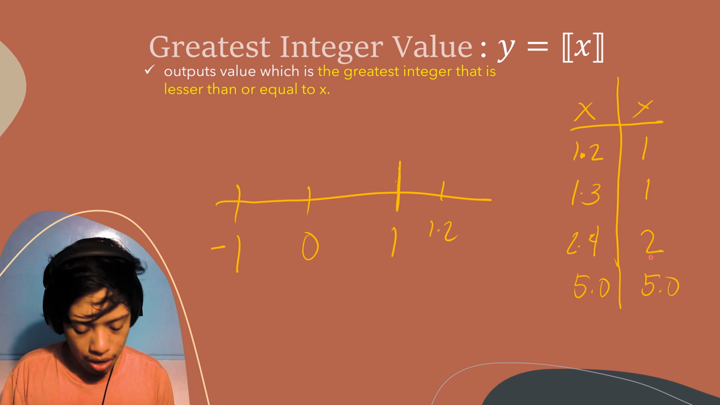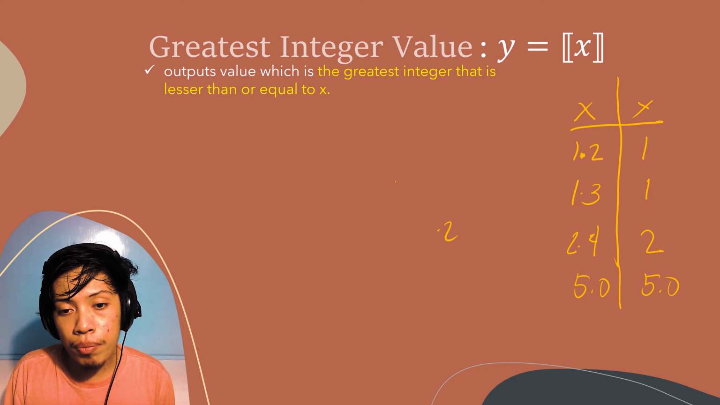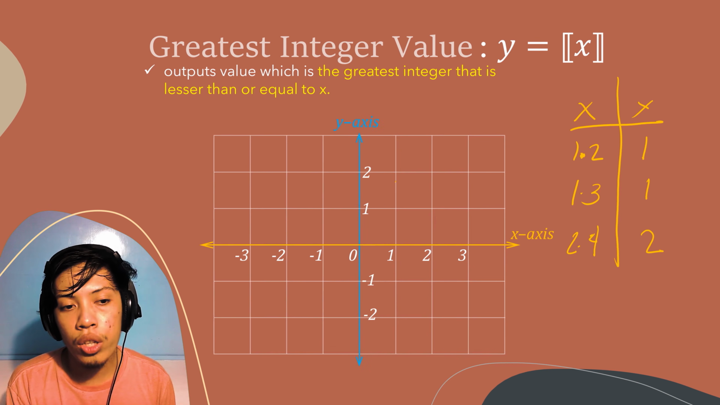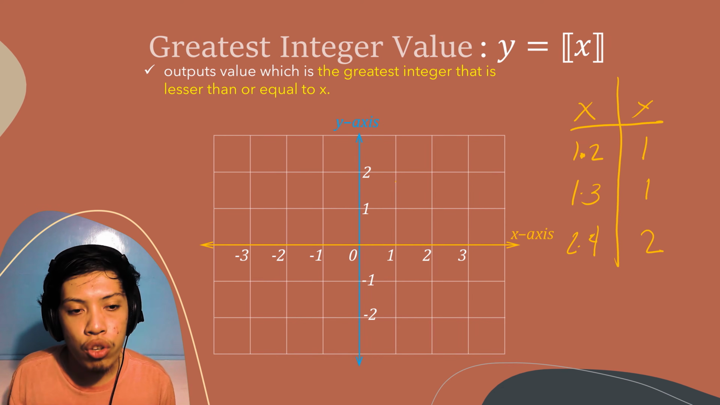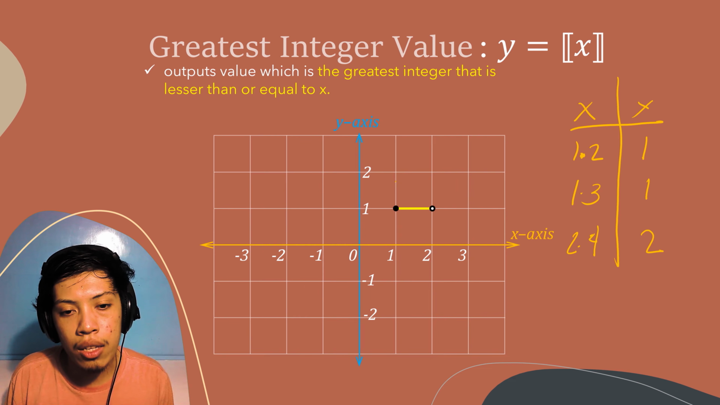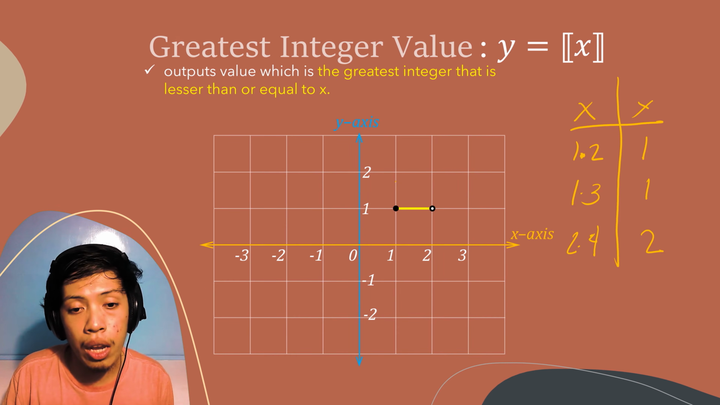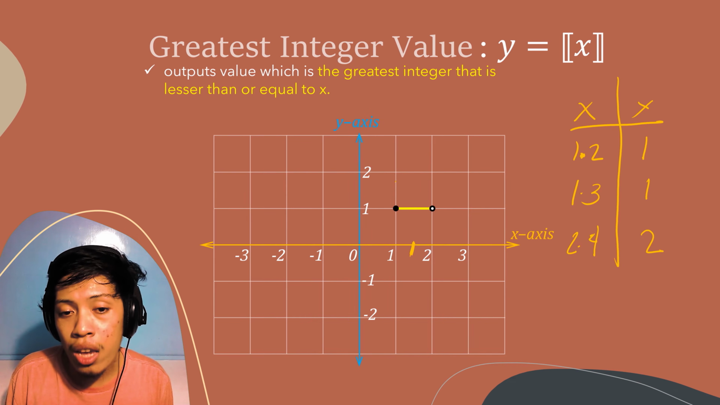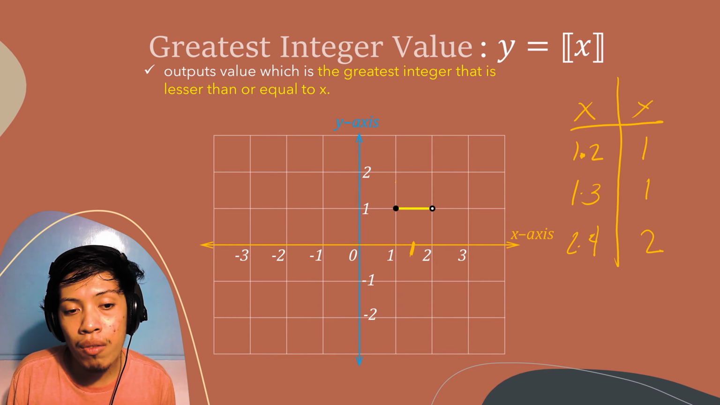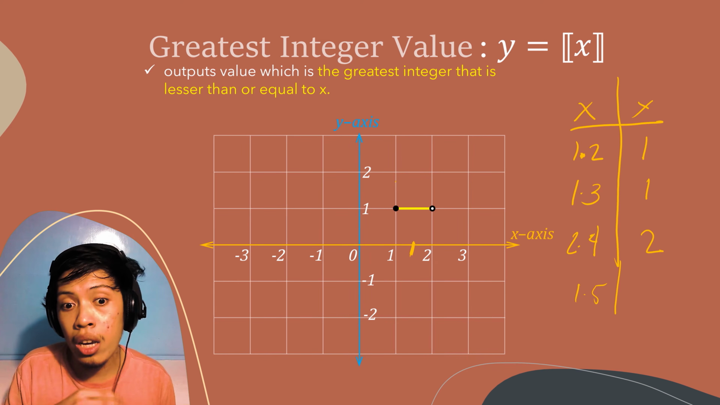Okay, let's try to erase first. Let's try to draw the graph. Suppose we have here the rectangular coordinate system. For this function, the graph would look like this. Let me explain. Suppose we have a value of x at, say, 1.5. The value it gives for y is 1, because the highest integer that is just below 1.5 is 1. So it gives 1.